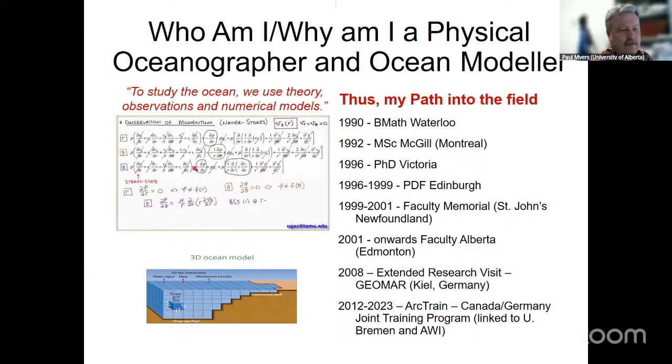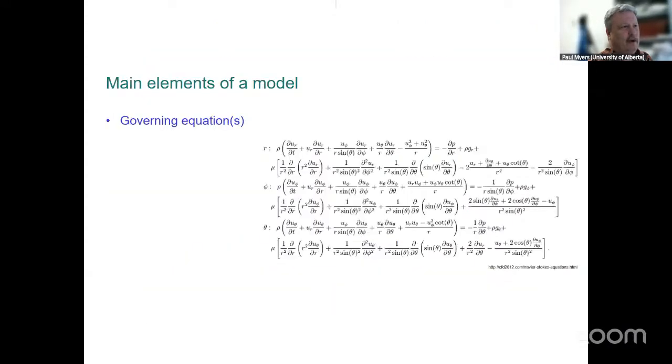And then I was involved for over 10 years in a Canada-Germany joint training program linked with the University of Bremen and AWI, where we had students from Canada go over to Germany, and German students come over to where I'm working in Alberta to build and share models and look at different applications, all related to high latitude climate aspects, including the Arctic and everything else. So that's a bit of background of how I got into doing what I'm doing.